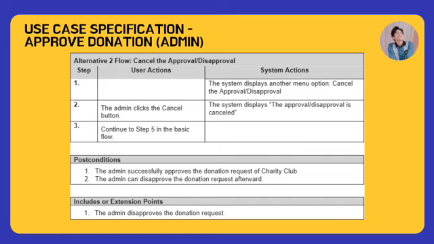in the basic flow. So the post condition of this use case specification is that the admin successfully approved the donation request of the charity club, and the admin can also disapprove the donation request afterward. Like if the admin feels like they want to cancel the approval after they approve the donation request, they can also disapprove after that. And on the includes points, we have one: the admin disapproved the donation request.